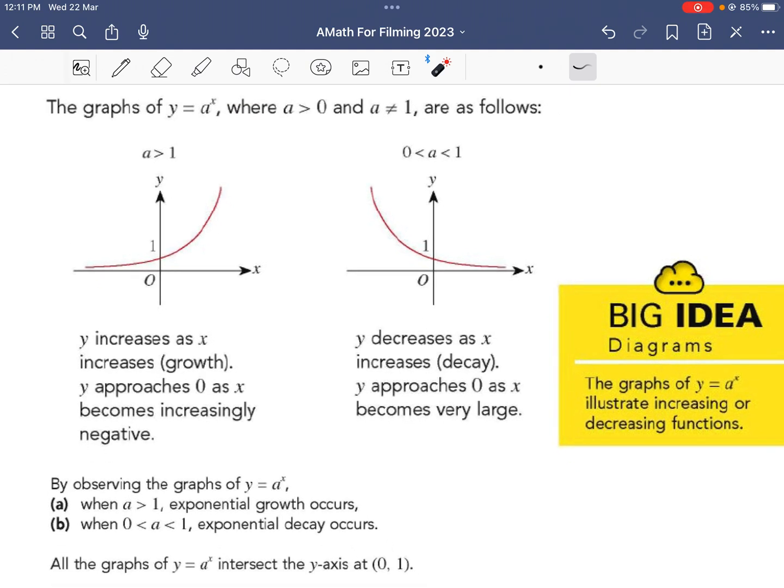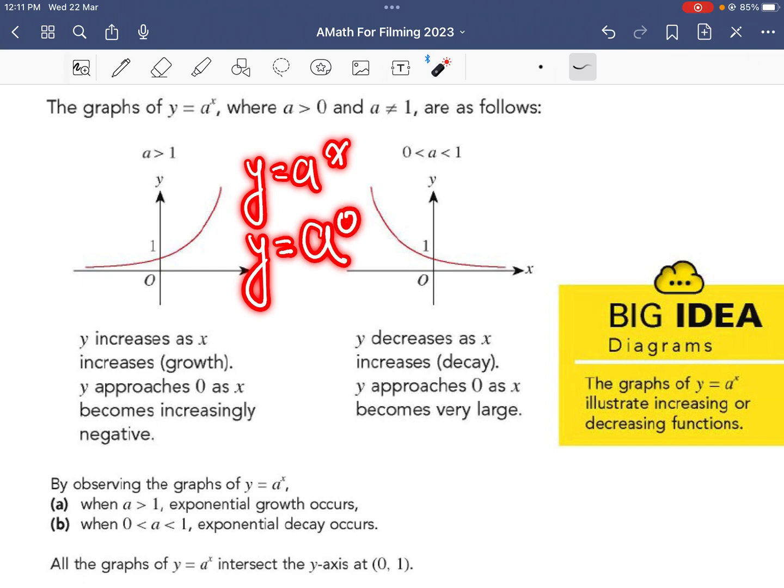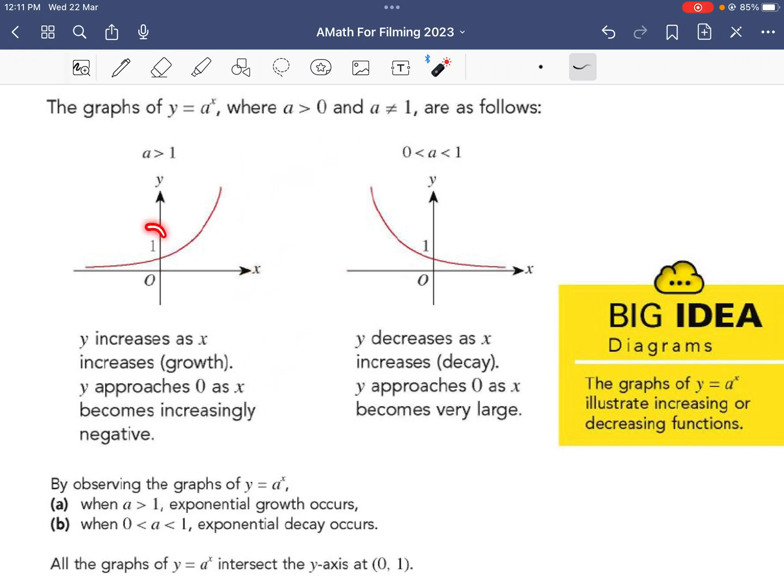Another thing to note is the vertical intercept of this graph itself. For all exponential graphs, the vertical intercept will always be x is 0, y is 1. Why is this so? Because y equals a to the power of x. When the x value is 0, your y value equals 1. We have learned in elementary mathematics that a to the power of 0 equals 1. Hence, that's why the vertical intercept will be equal to 1.